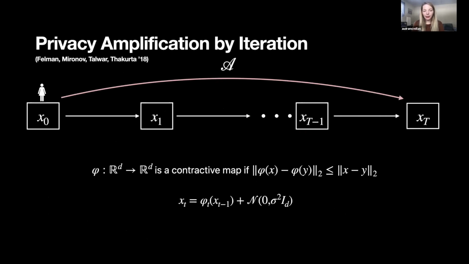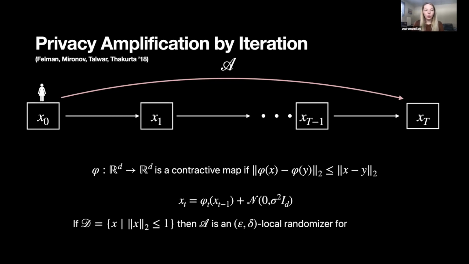And what's going to happen to Alice's data is that at every step, it's going to be fed into a contractive mapping, and then Gaussian noise is going to be added to it. And the question is, after it's gone through T steps of this process, how much more private is it? This seems quite niche, but we're going to see that this is the type of post-processing that happens in stochastic gradient descent.